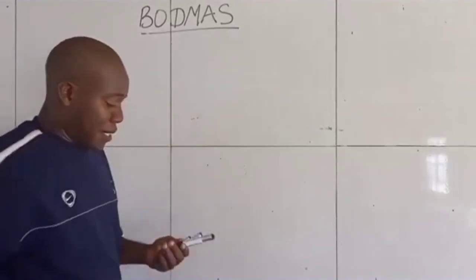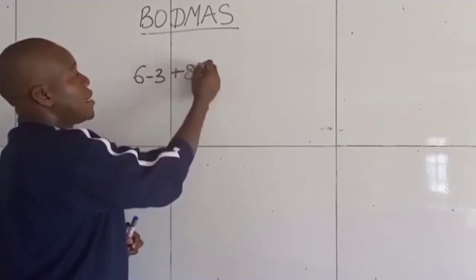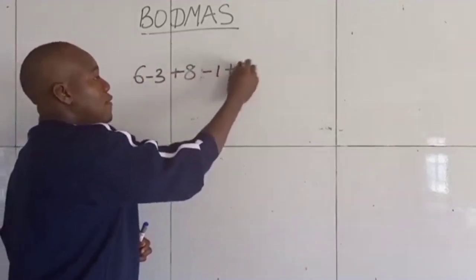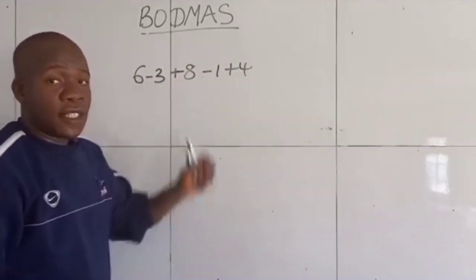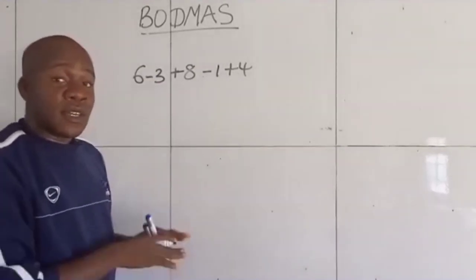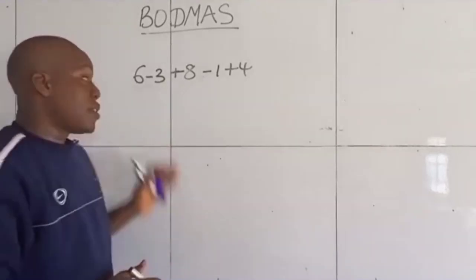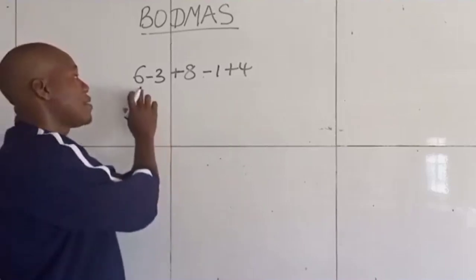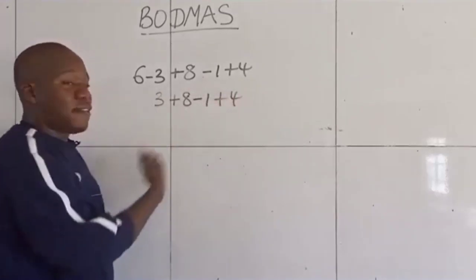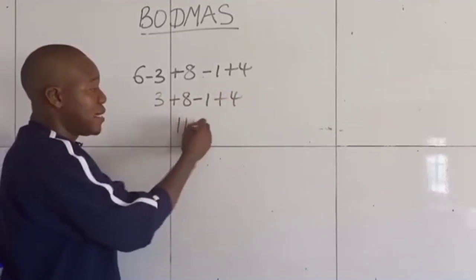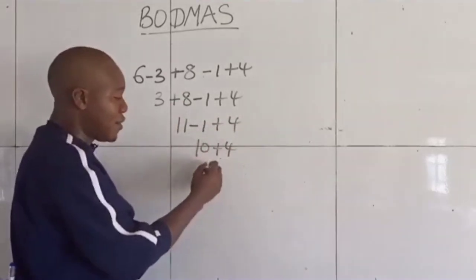So we have 6 minus 3 plus 8 minus 1, and then plus 4. When you look at this mathematical expression, you will notice two different operations, subtraction and addition. In the rule of BODMAS, addition and subtraction are on the same precedence, so you don't have to add before you subtract or subtract before you add. You simply solve from left to right. So when we do that, you have 6 minus 3, that's 3, plus 8 minus 1 plus 4. You solve again from left to right. 3 plus 8 is 11 minus 1 plus 4. 11 minus 1 is 10 plus 4. Finally, 10 plus 4 is 14.